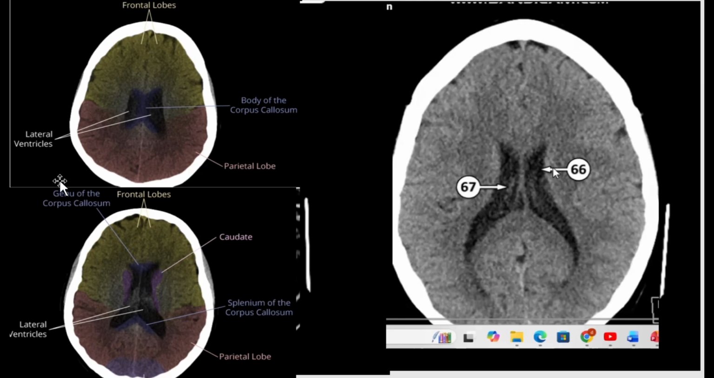Then the genu of the corpus callosum is seen between the frontal horns of the lateral ventricles, and the splenium of the corpus callosum is seen posteriorly to the occipital horns of the lateral ventricle.